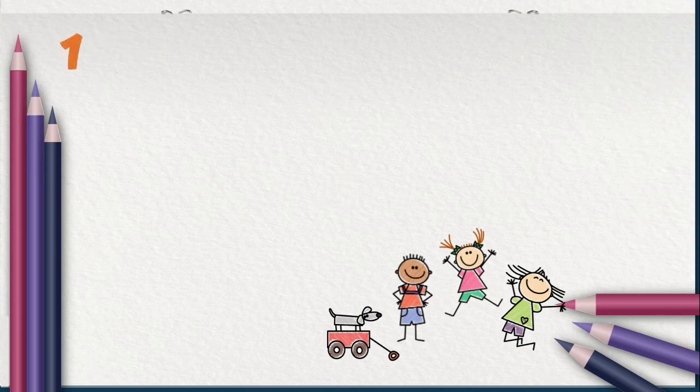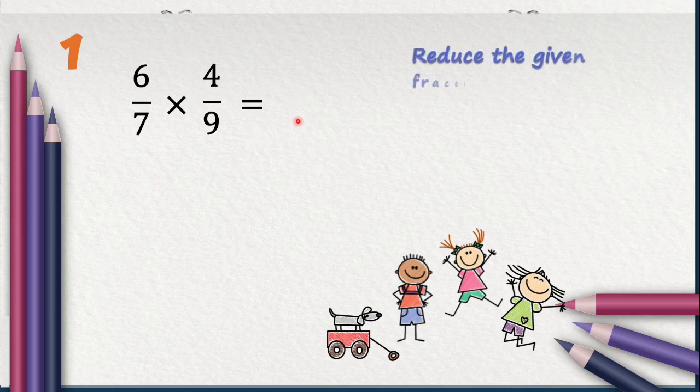Okay, number 1. If we have 6 over 7 times 4 over 9. So, in this first step, we have to reduce the given fractions using the GCF or the greatest common factor. The purpose of this is to have smaller numbers that we will multiply, because the smaller the numbers, the easier it is to multiply and the fewer the mistakes.